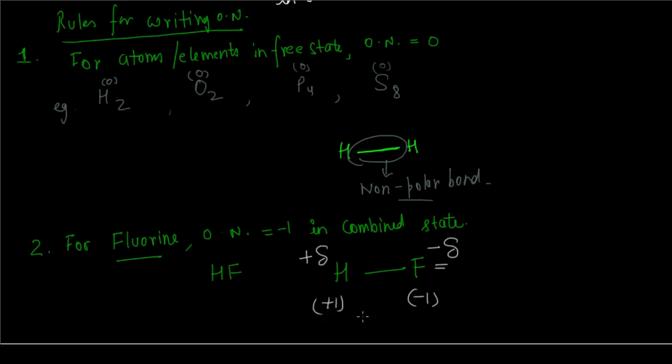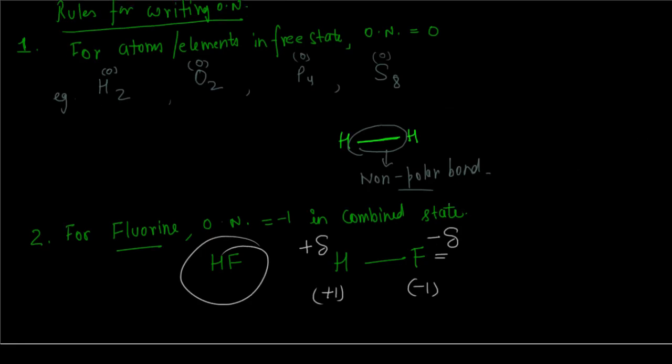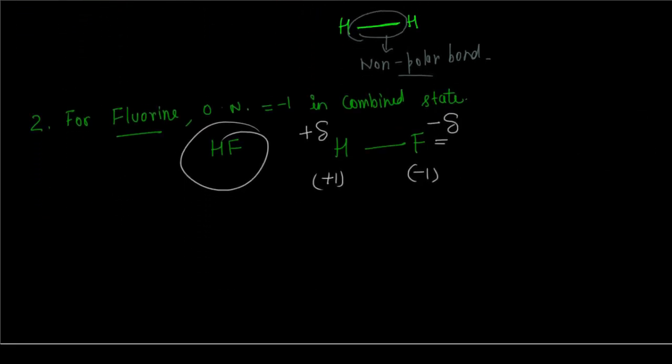Clear? So understood how we are getting this? This partial charge is minus delta. Minus delta denotes partial charge, meaning it's not real. It is imaginary, because you know HF is a covalent molecule, right? So HF is a covalent neutral molecule. Hydrogen has a partial positive charge, only 1 unit, so +1, and fluorine has 1 unit of partial negative charge, so -1 oxidation state. Together they will form 0. Clear? So in all cases, for fluorine in combined state, the oxidation number of fluorine is -1.